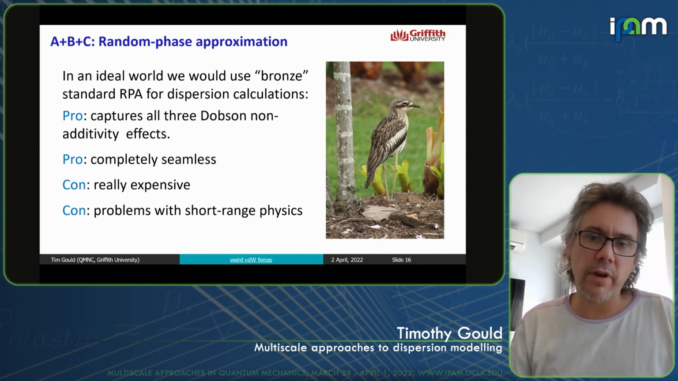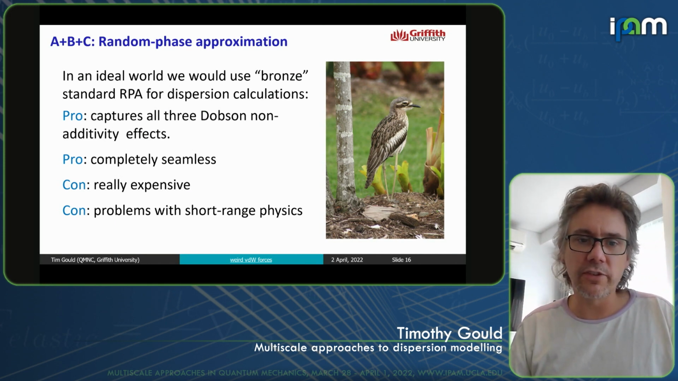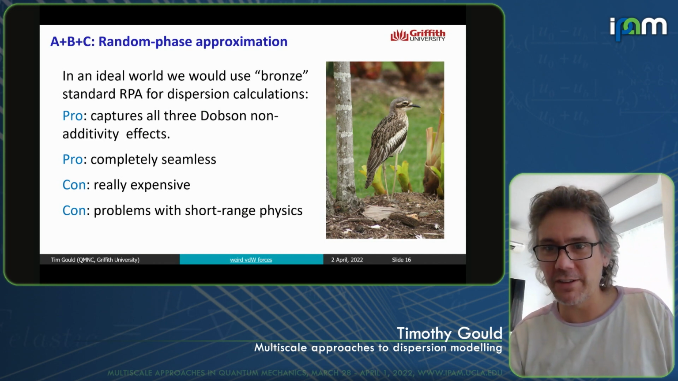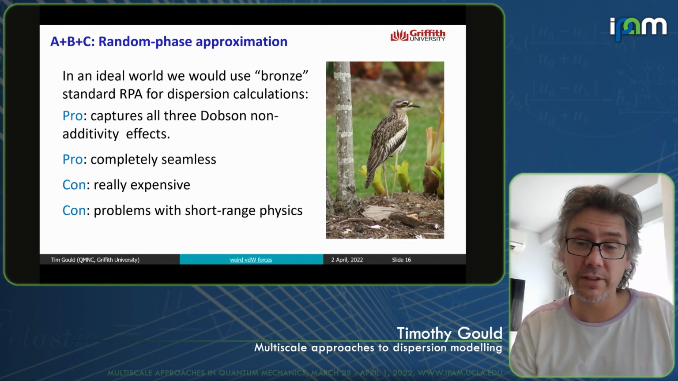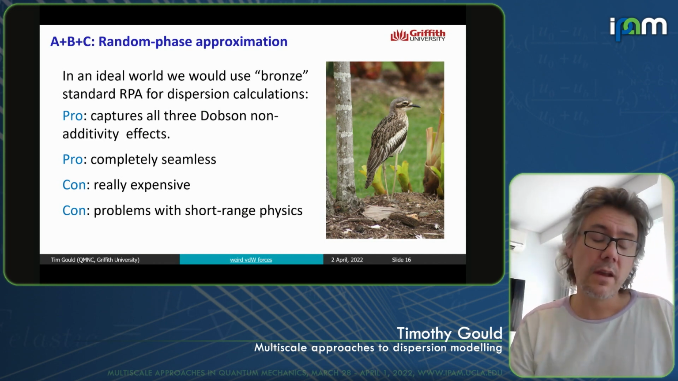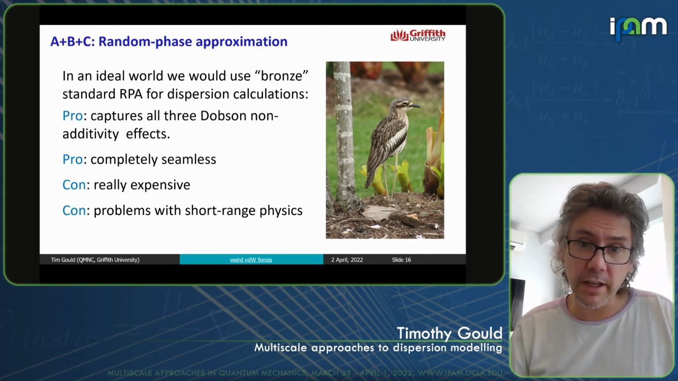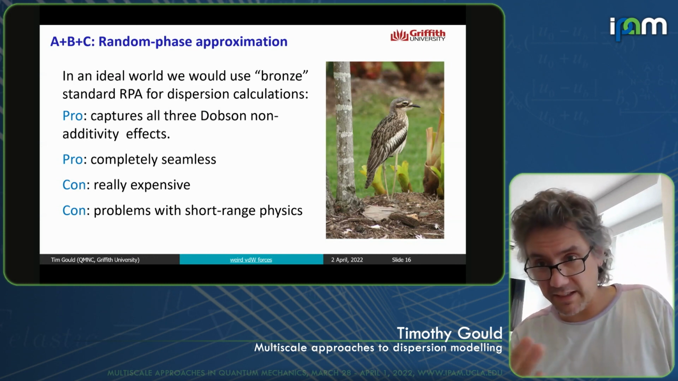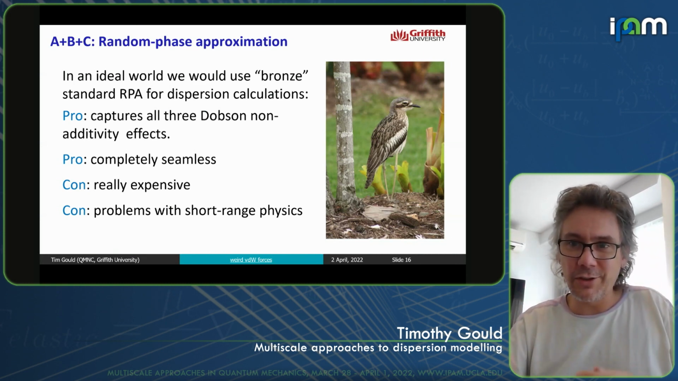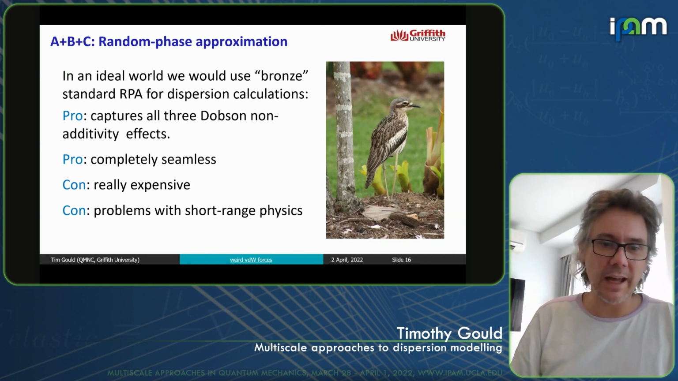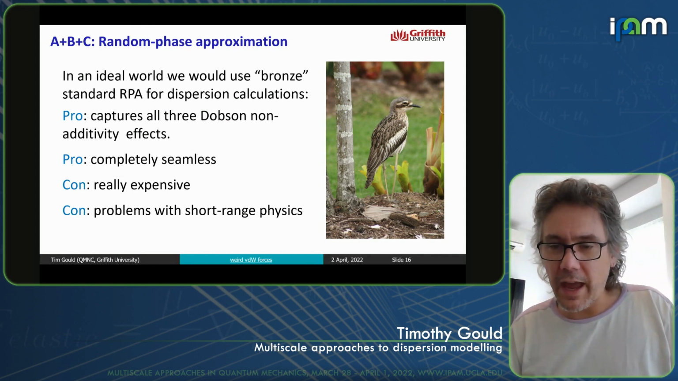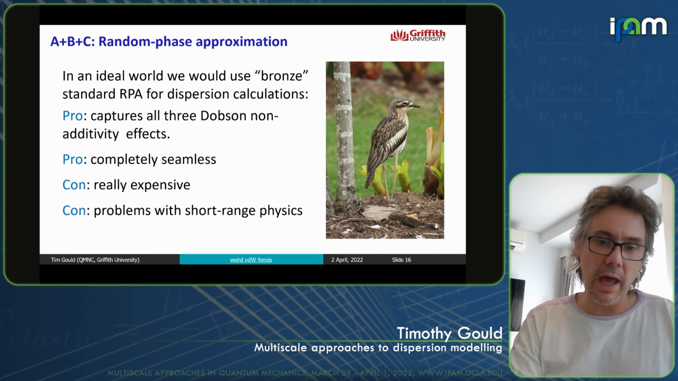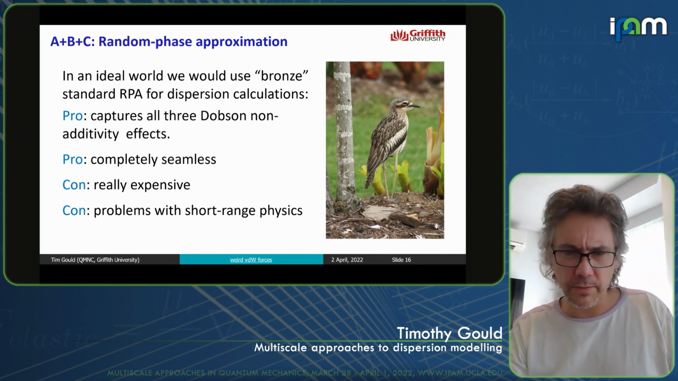And this full random phase approximation, I'd call a sort of bronze standard benchmarking approach. If you've got a system which is heavily dominated by dispersion forces, it's probably pretty good. Certainly it captures types A, B, and C non-additivity. It is seamless. There are no issues with scales or double counting or anything like this. On the other hand, it's really expensive for the realistic systems you might like to look at. And it also has some problems with short range physics.